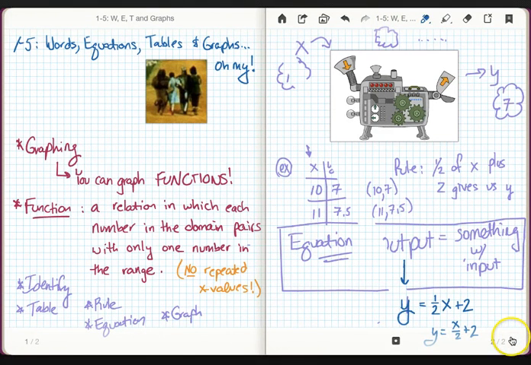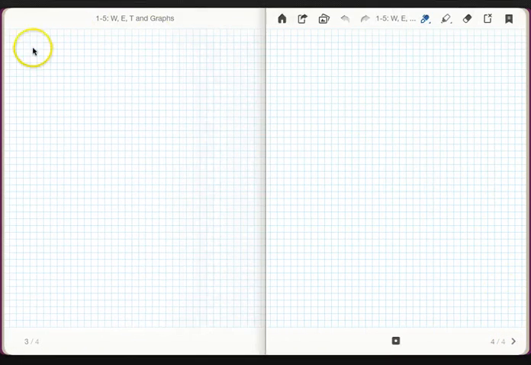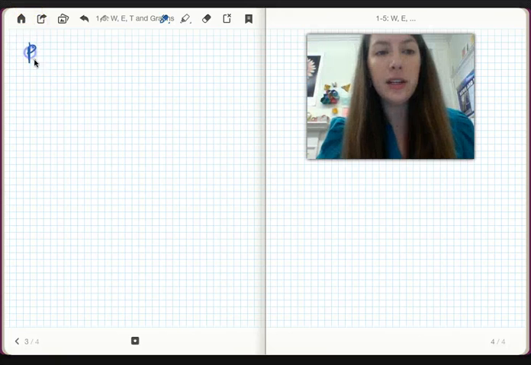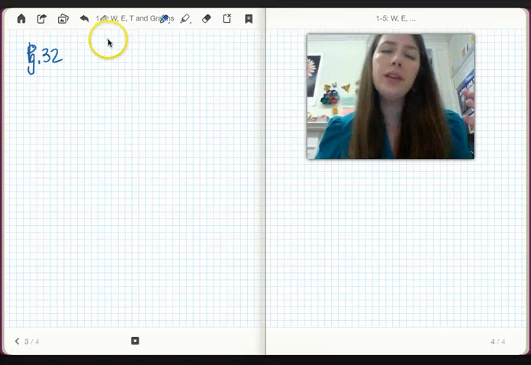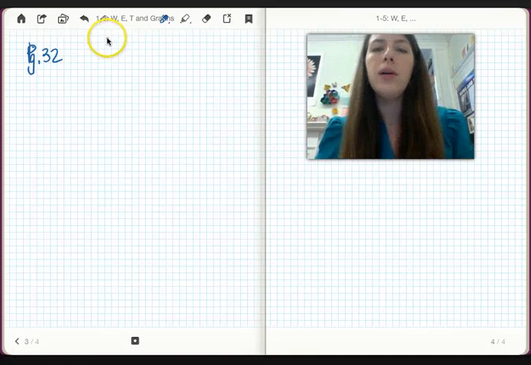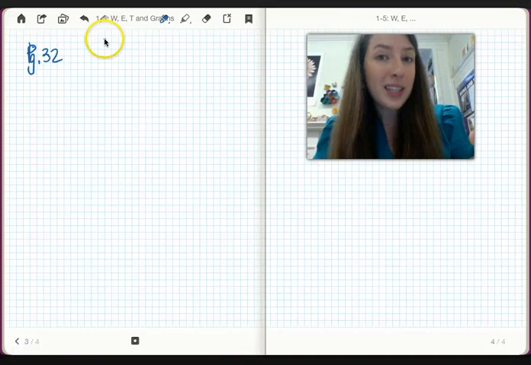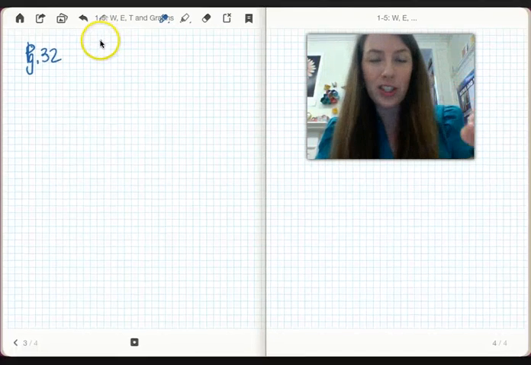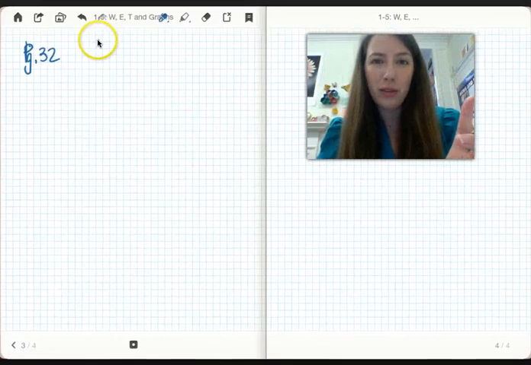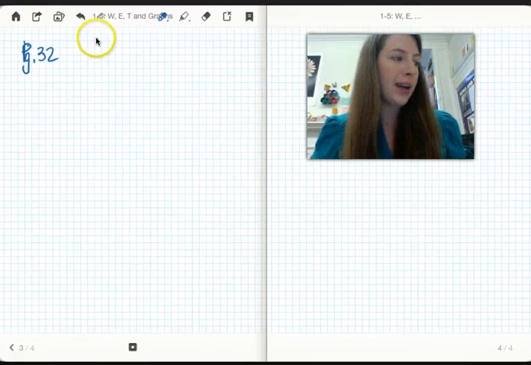So what I would like you to do now is to grab page 32. On page 32, let's take a look at number 1, because I think the hardest thing is not applying the rule or writing the rule in words or even creating a table. It's actually translating that rule into an equation. That is the tougher part, using those two variables. So that's what I'd like to practice.